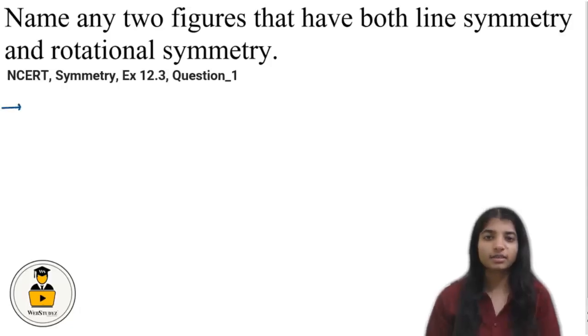Students, let's discuss the question. In this question, we have to name any two figures that have both line symmetry and rotational symmetry. So first, we are considering the equilateral triangle.